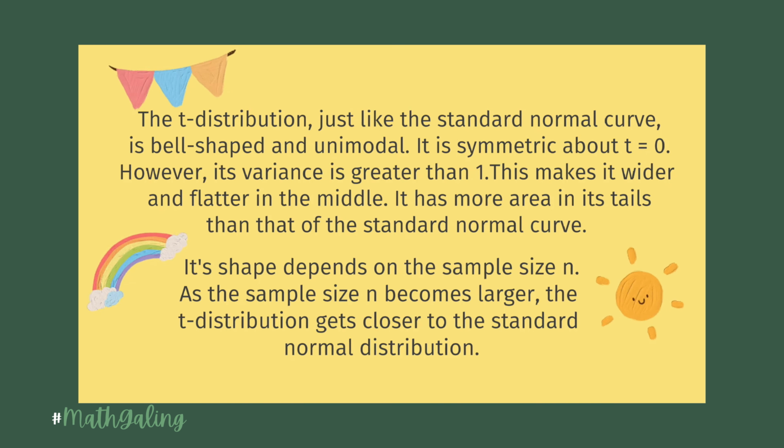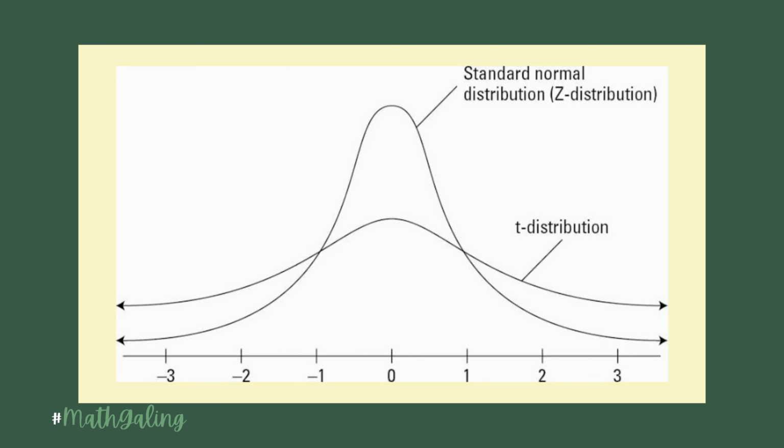Its shape depends on the sample size, or n. As the sample size n becomes larger, the t-distribution gets closer to the standard normal distribution. So here's an example of a standard normal distribution and a t-distribution.